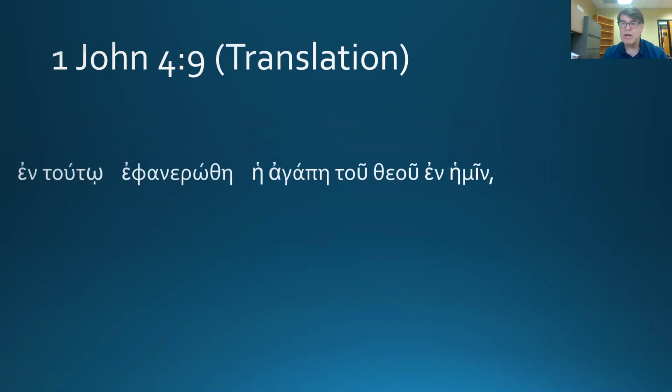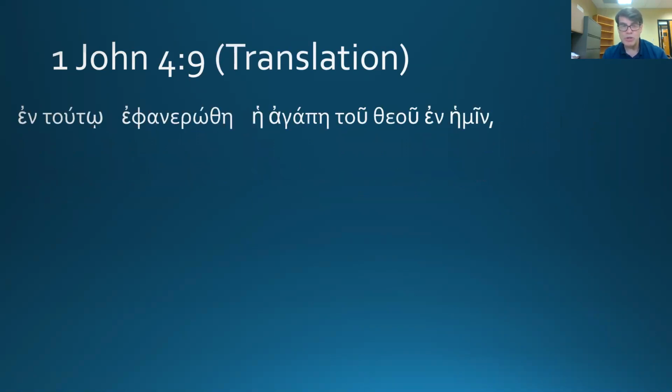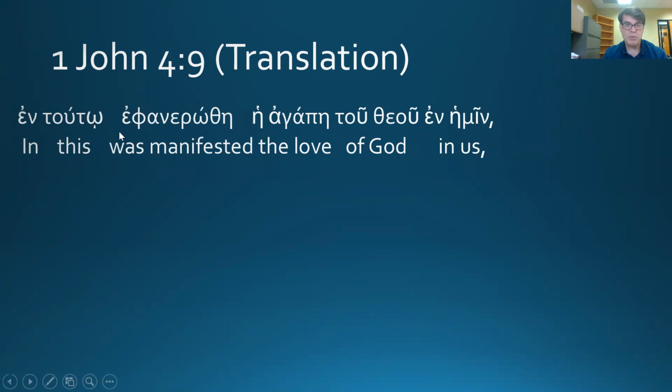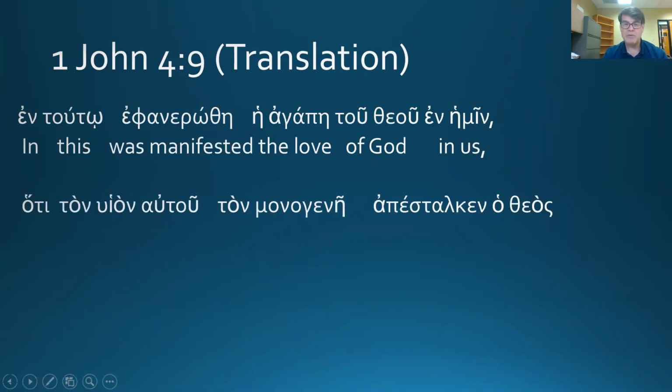Okay, well, let's break down the translation in a little more slow motion. So in this, demonstrative pronoun, was manifested the love of God. Now, the love is the subject because this is nominative, right? So in this, love was manifested. Love of God, genitive of God, was manifested. And the word to manifest, when it's passive, can simply mean appear. Was manifested, appear, same basic sense. And so how has this happened? And then the rest of the verse goes on to tell us how the love of God was manifested. We'll parse this in a moment.